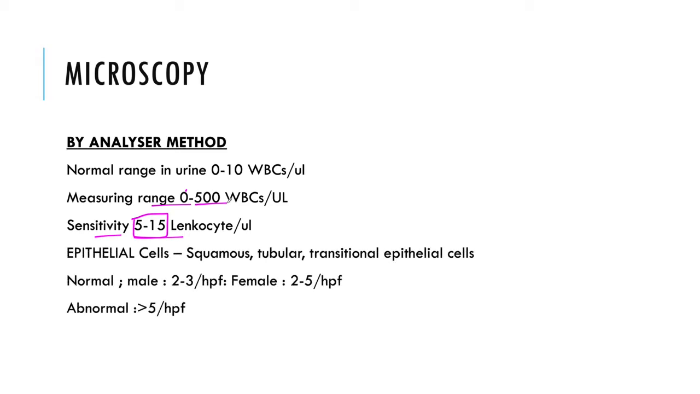Now the epithelial cells also can be present. How can you identify the epithelial cells? They are squamous, tubular, and transitional epithelial cells. You can see the squamous structure here. Normally in males 2 to 3 are present, and in females 2 to 5 are usually present. But if the count is more than 5, that is an abnormal condition.